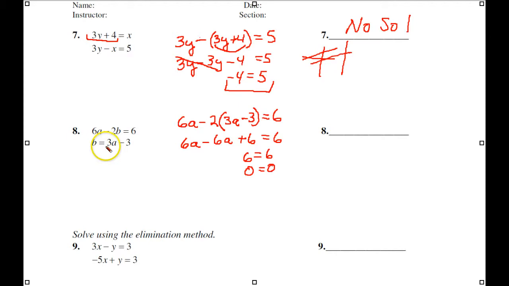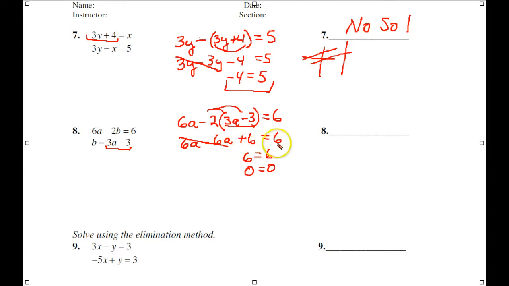All right, number 8. Again, we have b equals this. So in my first equation, I write 6a minus 2b, and where the b is, I put in my value for b. I'm substituting. And I write the 6, of course. So I distribute, and I get this. Notice you had to change signs here. Now notice again, the a's are canceling out. And I get the statement 6 equals 6.